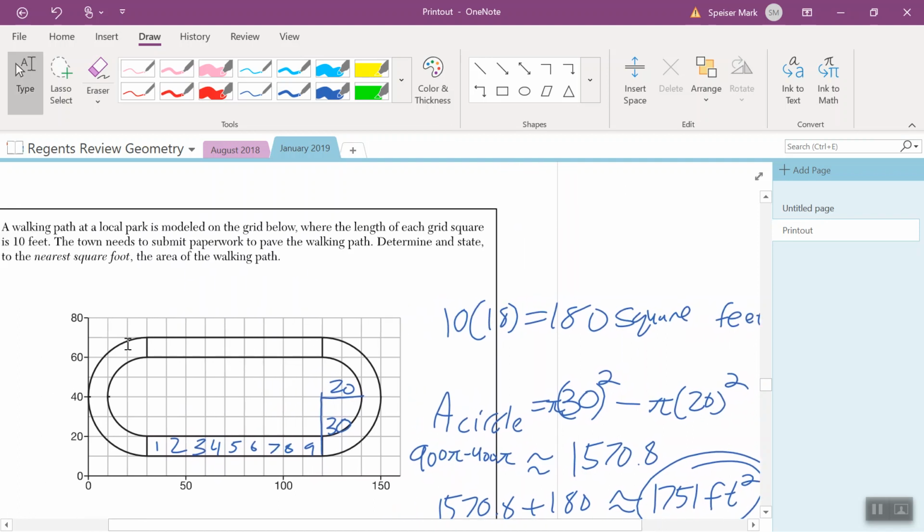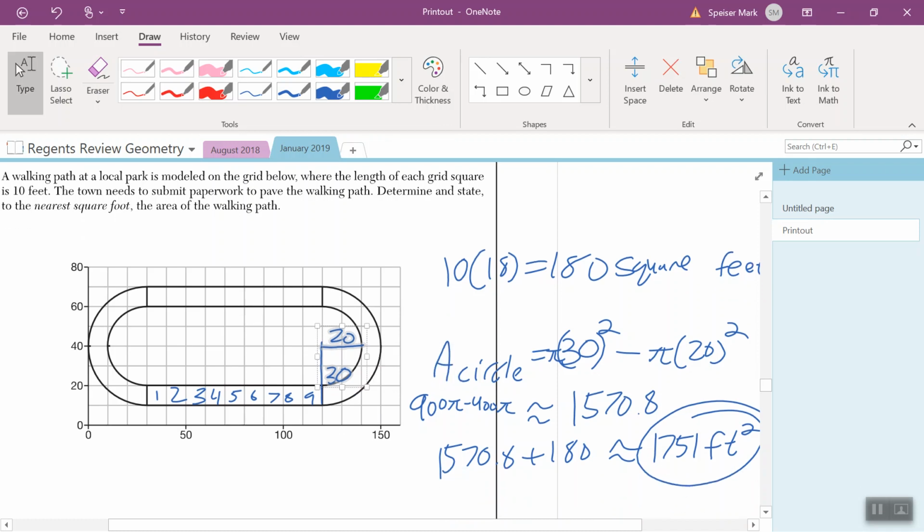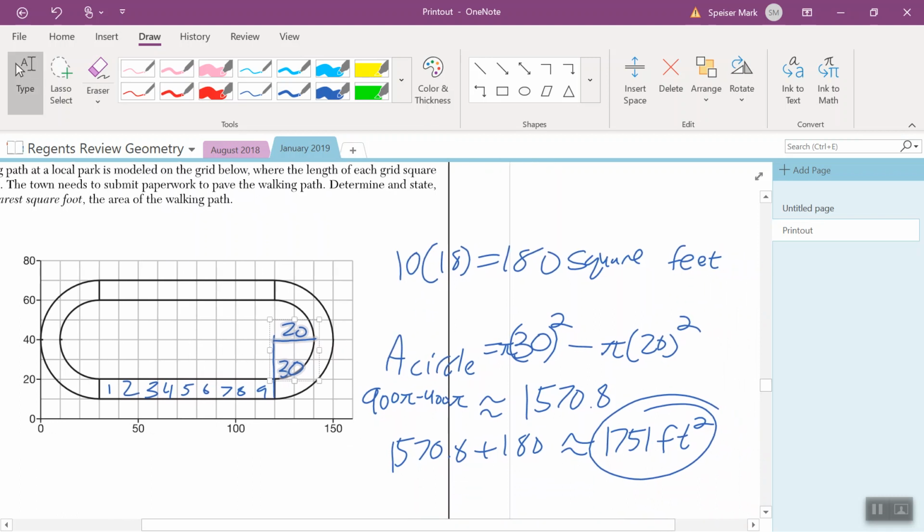And if you take this semicircular region and this semicircular region together, you get a whole circle. The inner radius is 20. The complete radius of the circle is 30. To find the area, you take the outer circle, 30 squared pi, minus the inner circle, 20 squared pi, which is 900 pi minus 400 pi, approximately 1,570.8 square feet. You add that to the 180 from the rectangular region, and you round your answer to the nearest whole number, which is 1,751 square feet.